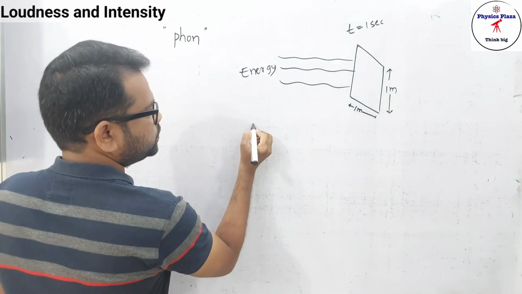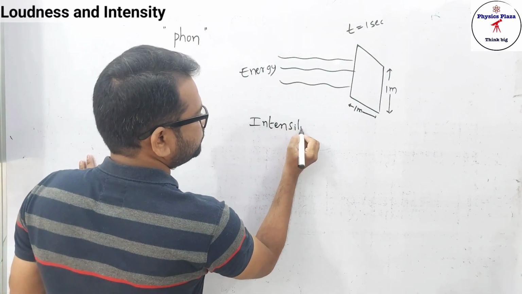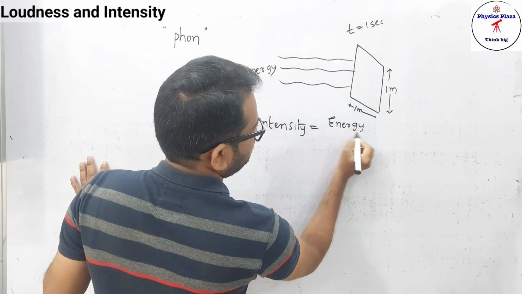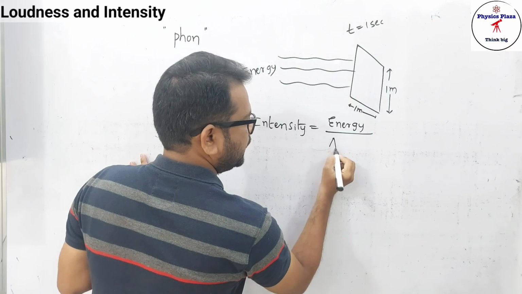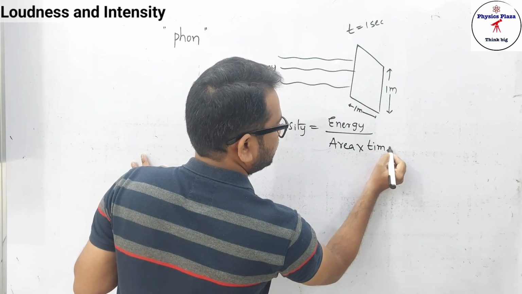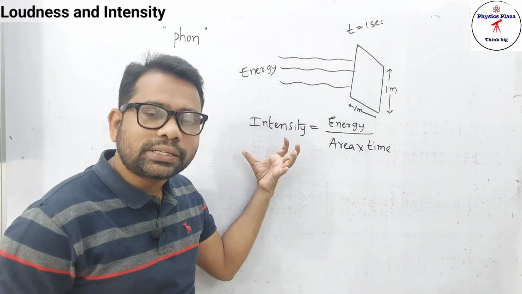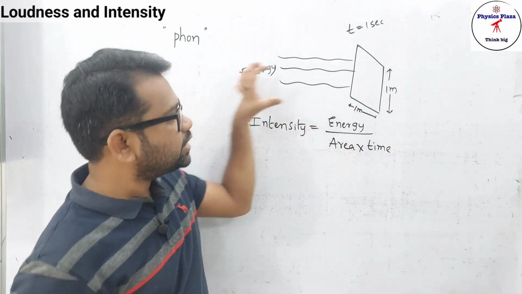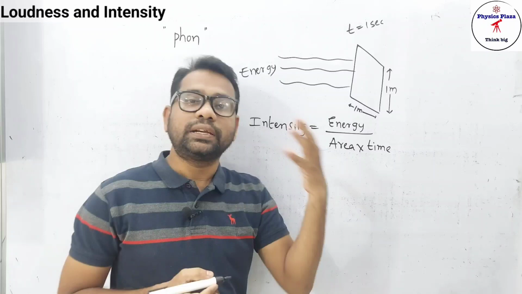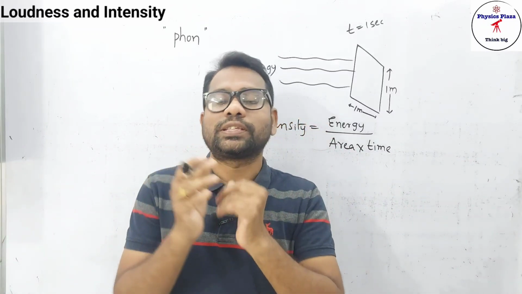So let us write it first. How can we calculate intensity? Intensity is equal to energy divided by area into time, children. If a sound wave is passing, the intensity is related to the sound. If light energy is passing, the intensity is related to the light. If heat is passing, the intensity is related to the heat. That's it. So first try to understand the concept of intensity.